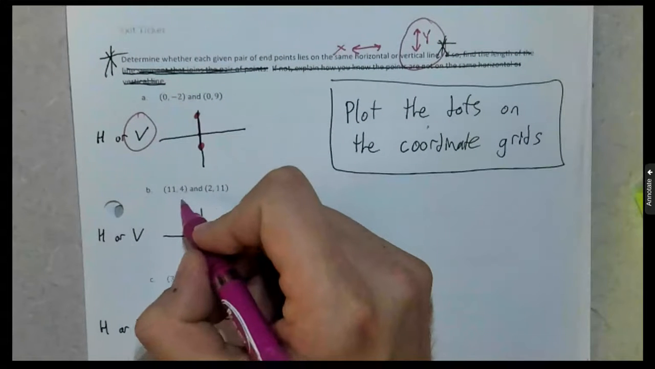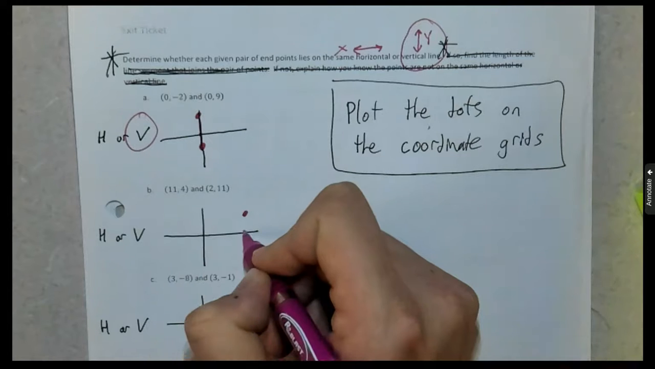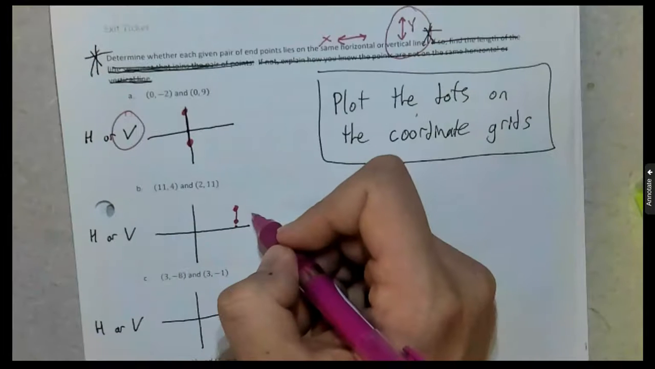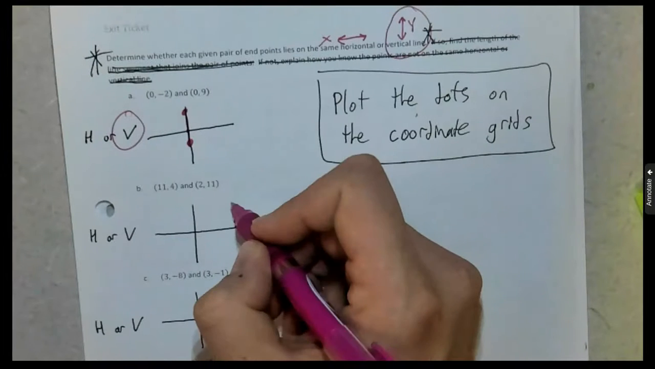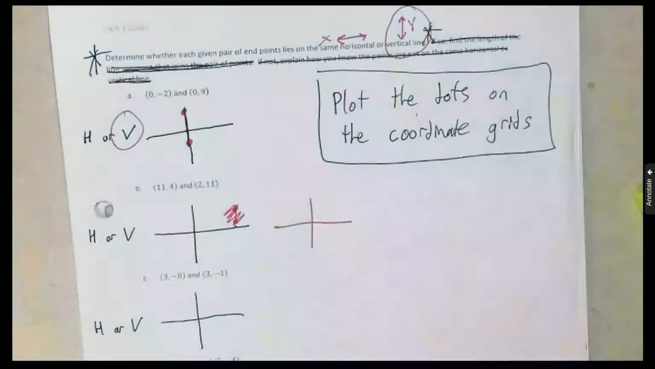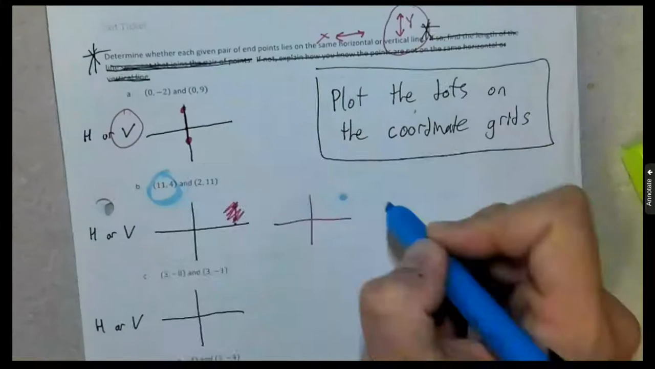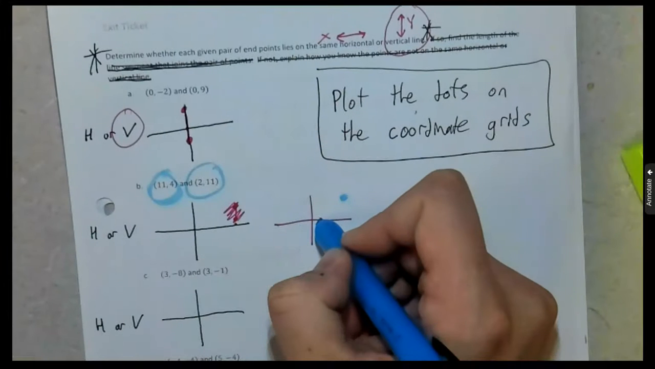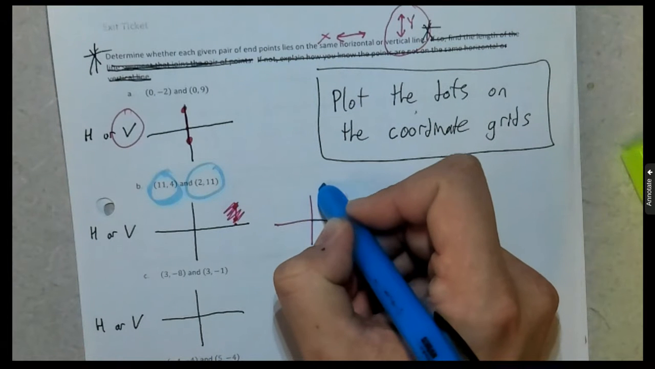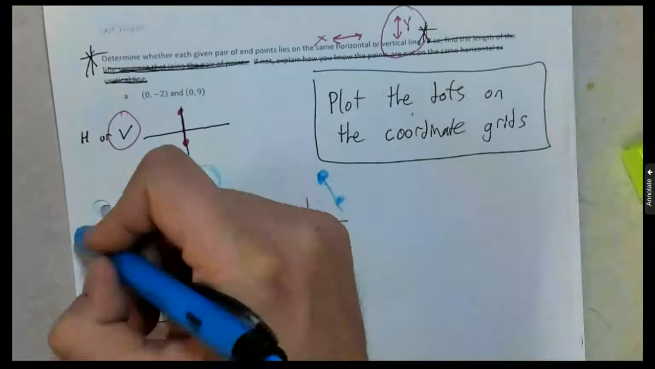Now we have over 11 up 4, and over 11 up 2. Scratch that. That's totally wrong. I'm going to redo that one. First coordinate over 11 up 4, and then this one over 2 up 11. So that is going to be neither because it's diagonal.